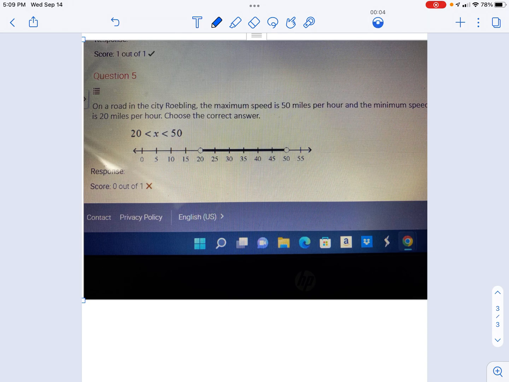All right, Caden, he sent me 3 problems, so let's go ahead and see if we can get some answers for these 3 problems for you. Let's look at this one here. This is the first one you sent me, question number 5.